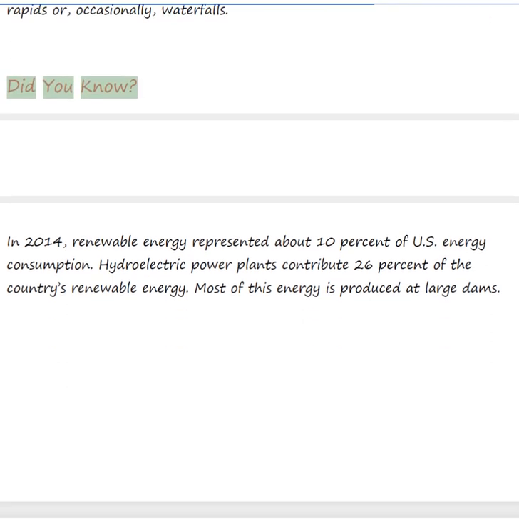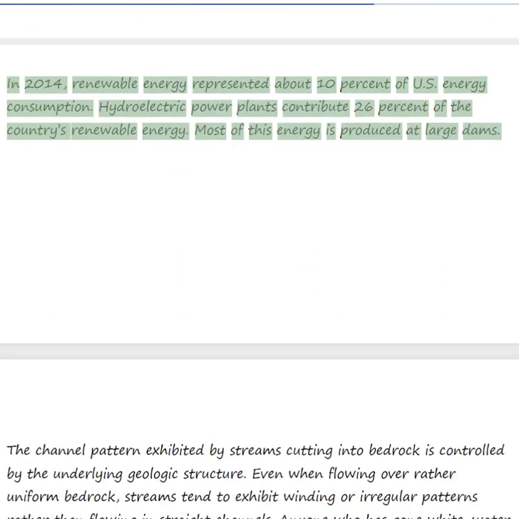Did you know? In 2014, renewable energy represented about 10% of U.S. energy consumption. Hydroelectric power plants contribute 26% of the country's renewable energy. Most of this energy is produced at large dams.